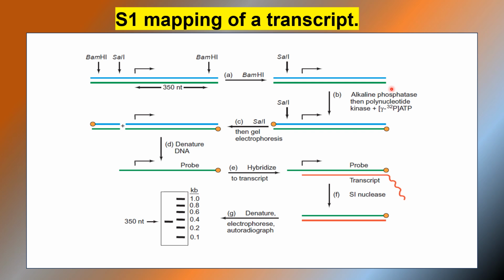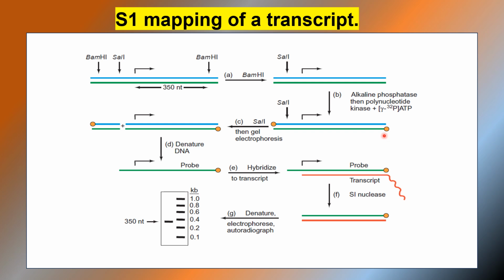We need to remove them because we need another enzyme that will incorporate a phosphate, but that will be a labeled phosphate. That is done by another enzyme, polynucleotide kinase. Polynucleotide kinase incorporates this labeled phosphate at both the 5' ends. Here you can see this orange dot at the 5' end, which is now radiolabeled, as well as on this region, where you can see this 5' end labeled.